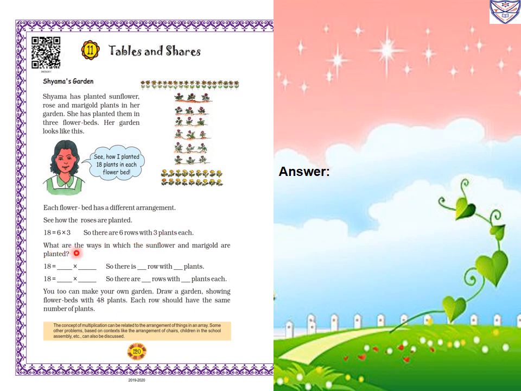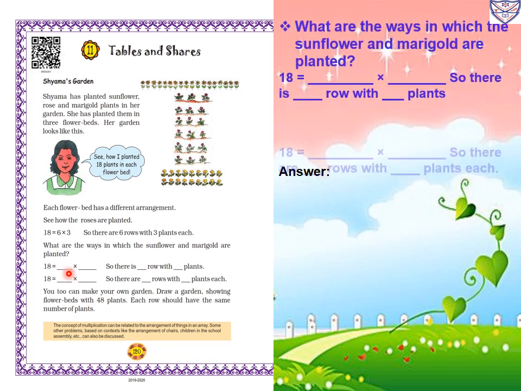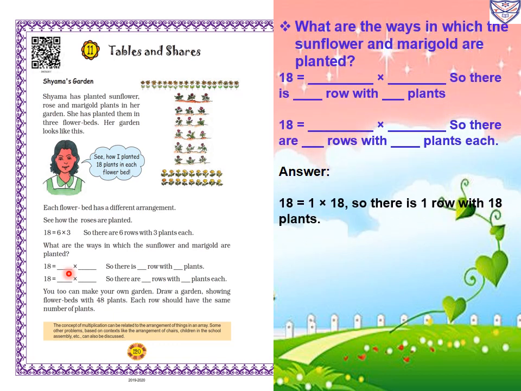Now, in what ways are the sunflower and marigold planted? Now we have to find out how the sunflower and marigold plants are planted. In sunflower and marigold also there are 18 plants. So first we will find out the sunflower plant.